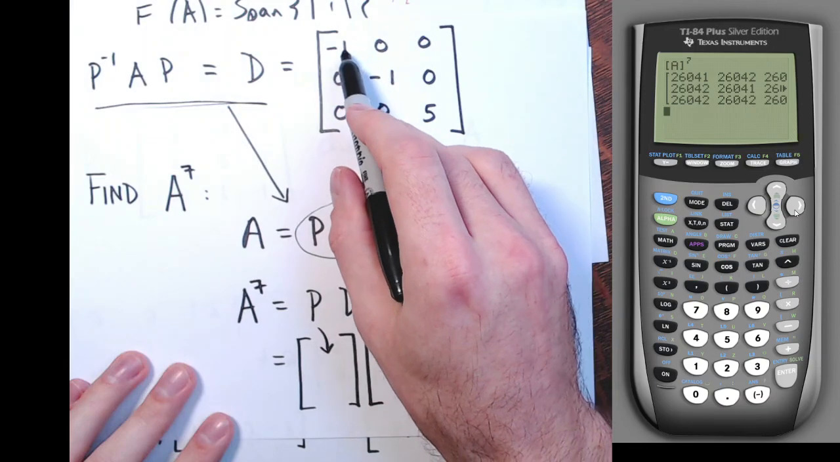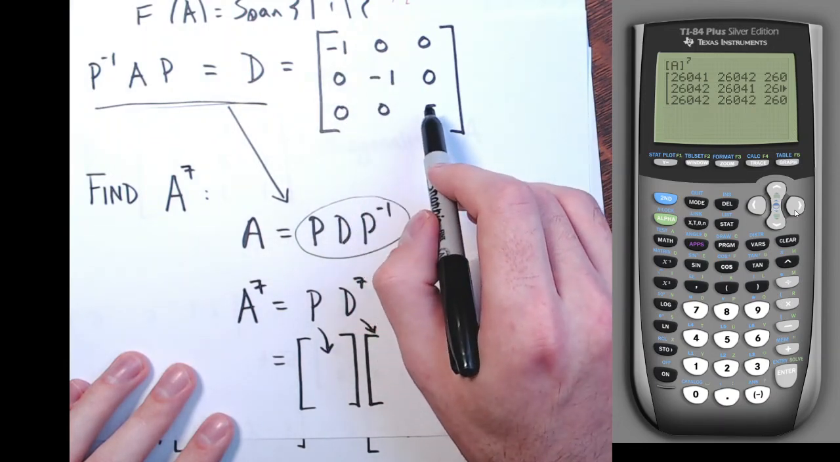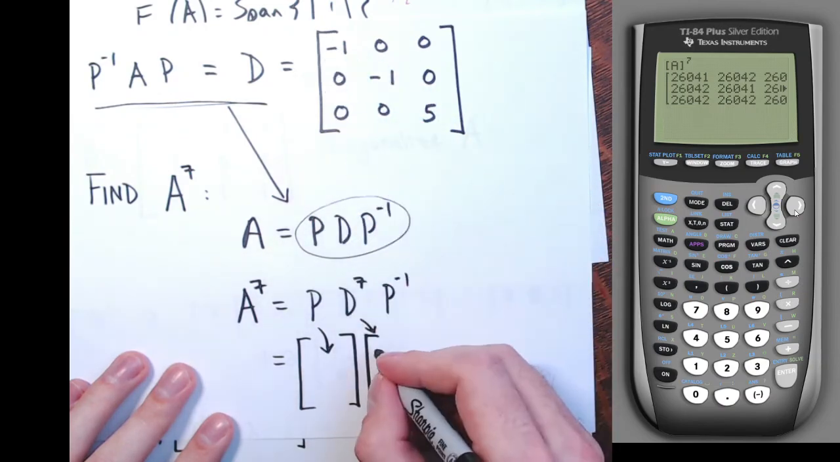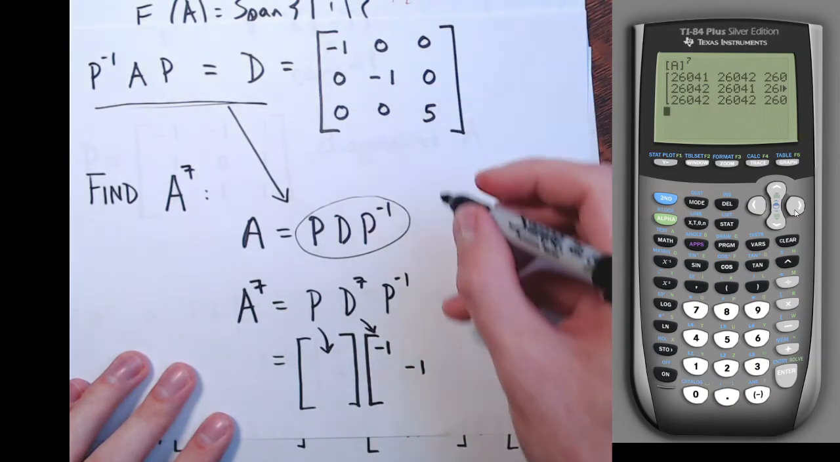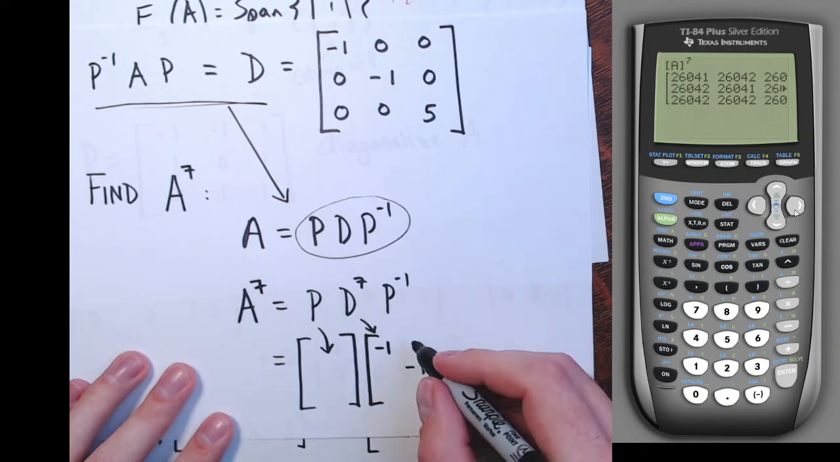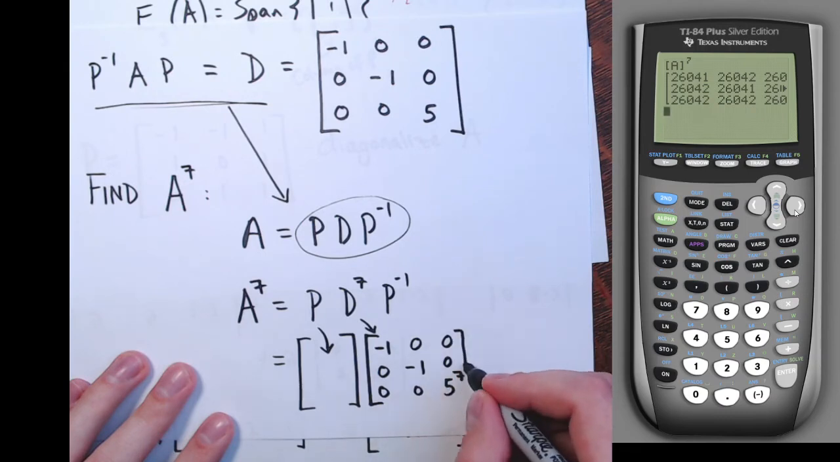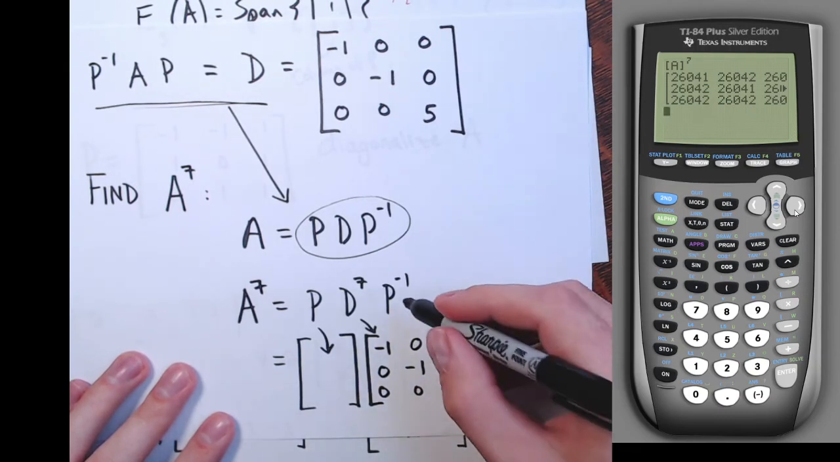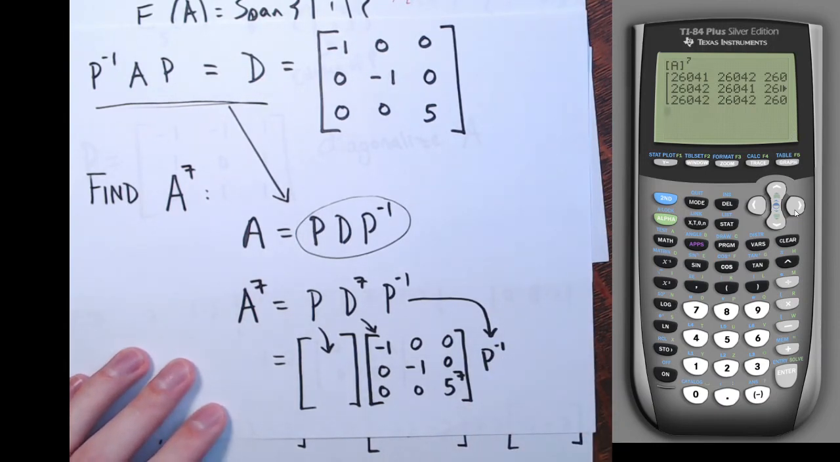D to the 7th would just raise the entries to the 7th power. Now -1 to the 7th is -1, -1 to the 7th is -1, and then you have 5 to the 7th, whatever that is, and zeros everywhere else. It's very easy to raise diagonal matrices to powers. Alright, and then you have P inverse.